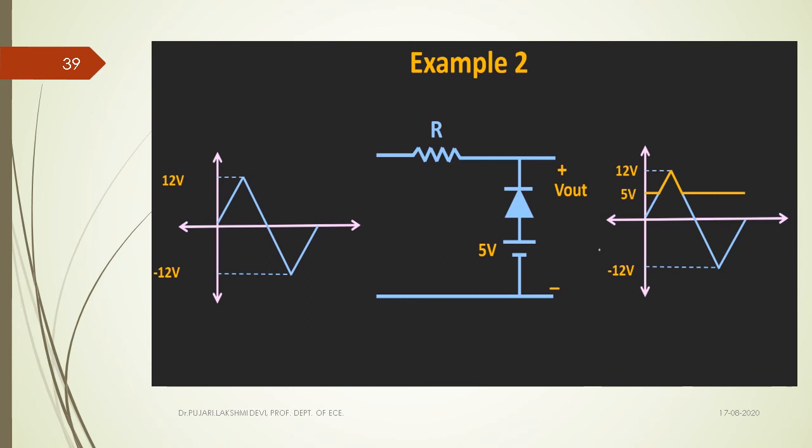I hope you are in a position to understand what is meant by a clipper and what the basic biasing circuits of clippers are. What are the different types of clipper circuits we have? Series and parallel clippers. Series clippers with positive and negative biasings, and parallel clippers with positive and negative biasing, and dual clipping also we completed in today's class.